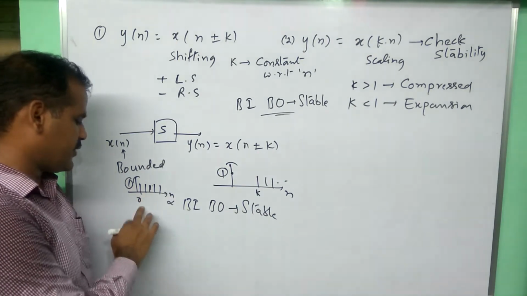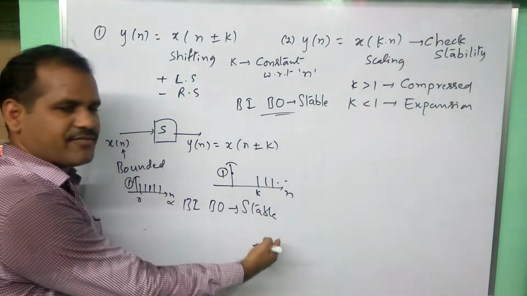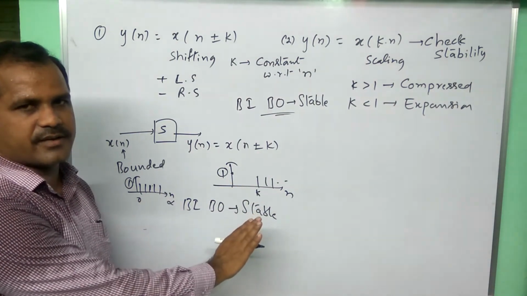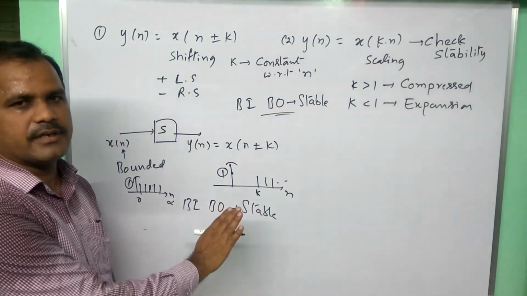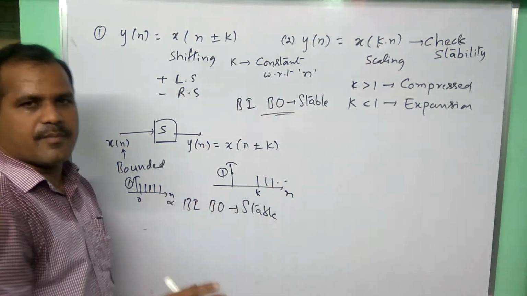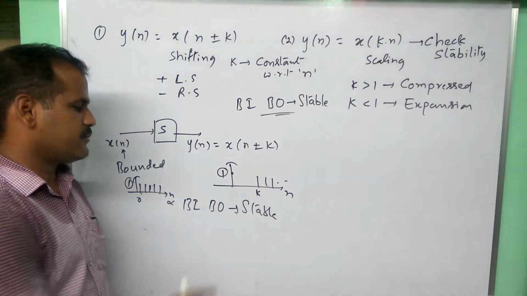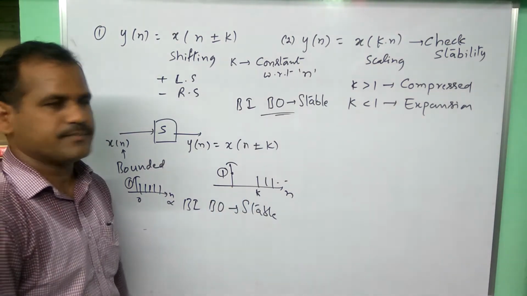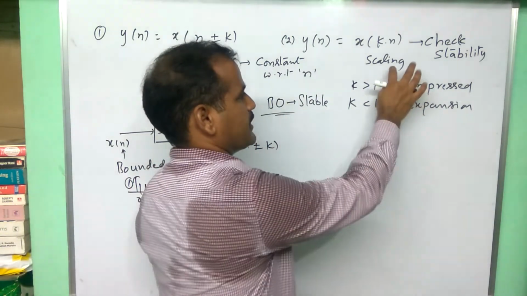If you take a step signal or a rectangular function, after shifting of the rectangular function, the signal will again be bounded only. That's why, because of shifting, a bounded signal stays bounded. That means the system is a stable system. Let us consider what happens in the scaling.